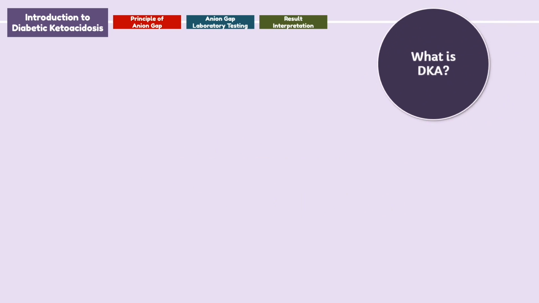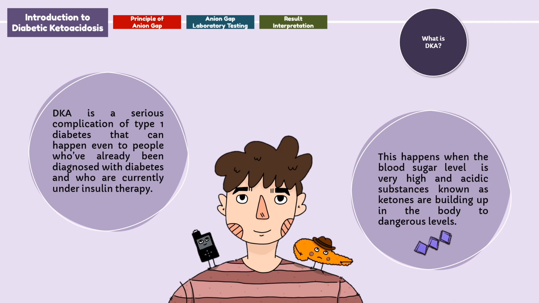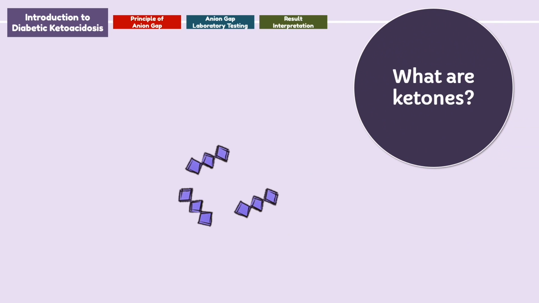So what is DKA? DKA is a serious complication of type 1 diabetes. This happens when the blood sugar level is very high and acidic substances known as ketones build up in the body to dangerous levels. Wait, what are ketones?